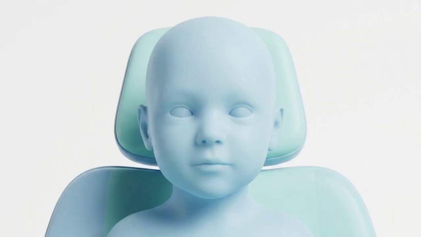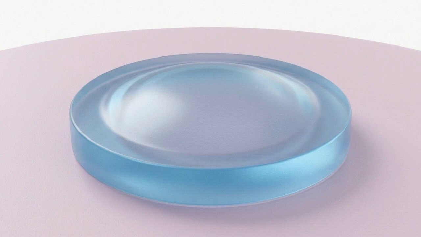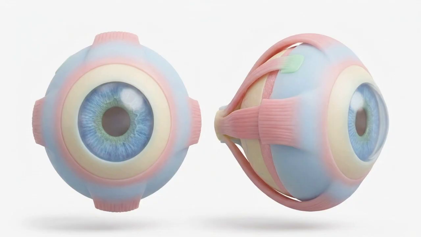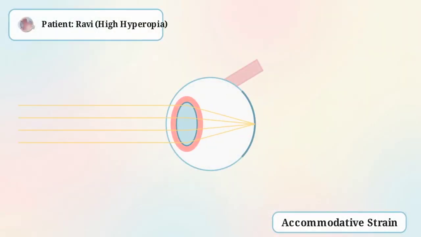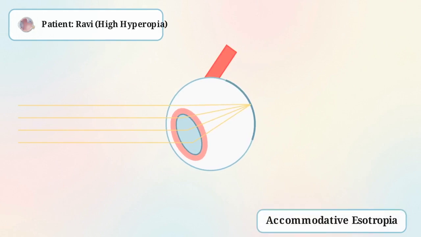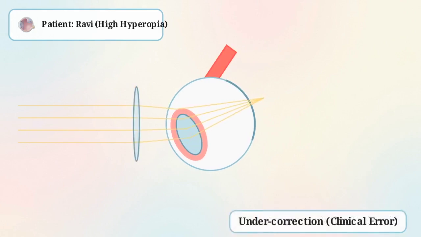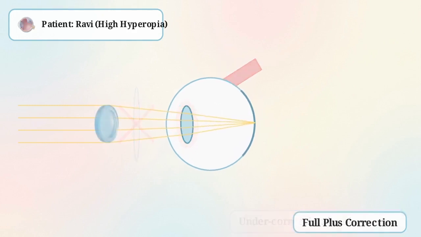Ravi is 5 years old. He presents with plus 7.00 diopters and a 30 prism diopter esotropia. His eye physically turns inward. To overcome 7 diopters of hyperopia, Ravi's system exerts extreme accommodative effort, triggering an involuntary inward rotation. Undercorrecting here is a clinical error. Prescribing full cycloplegic plus power relaxes the system, returning the visual axes to parallel alignment.